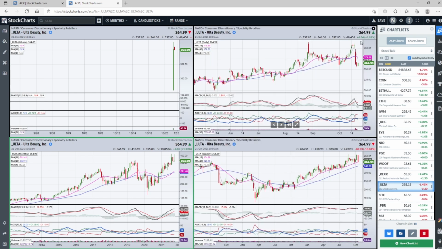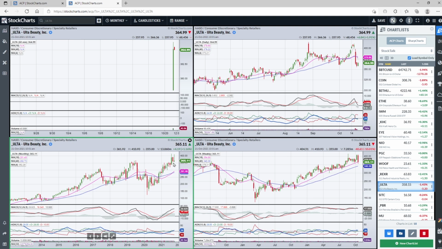ULTA, I don't like the recent action. So we got up against this high up here where you gapped and kind of gave it all back. And now we're coming back up to test, and we get another gap to the downside. Pretty tough support to get through at 400. So you just need to keep that in mind.